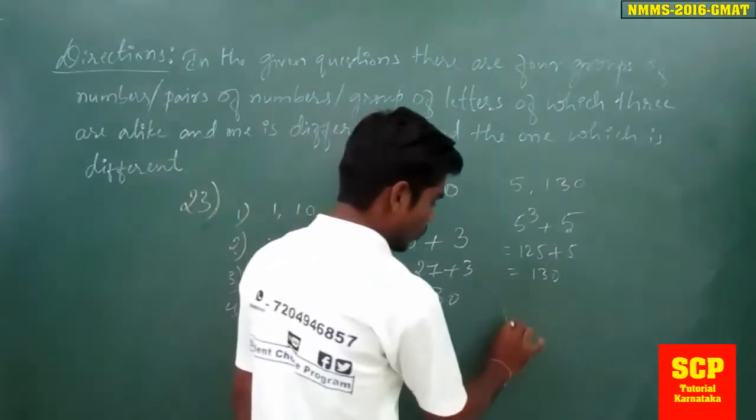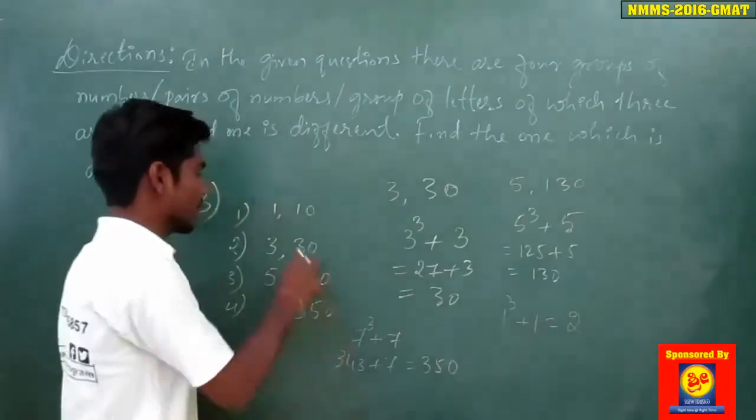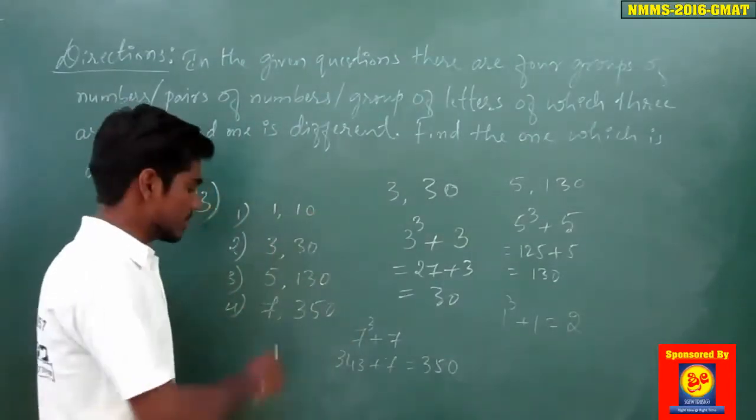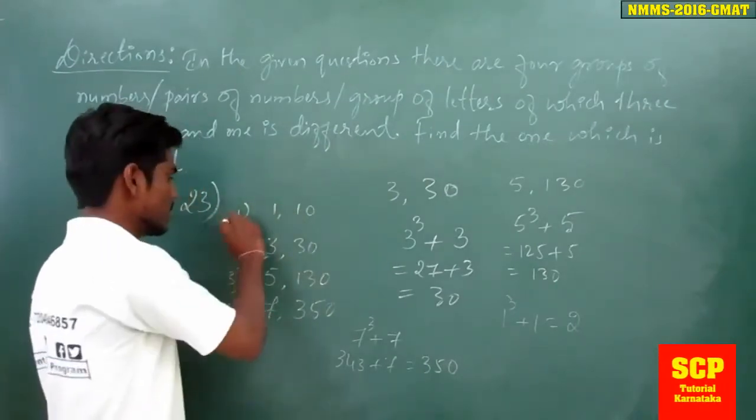That is cube of 1 plus the same number is what? 2. But we are having it as 1 and 10. That means these three numbers are alike and this is what? Different. Now this is the right answer.